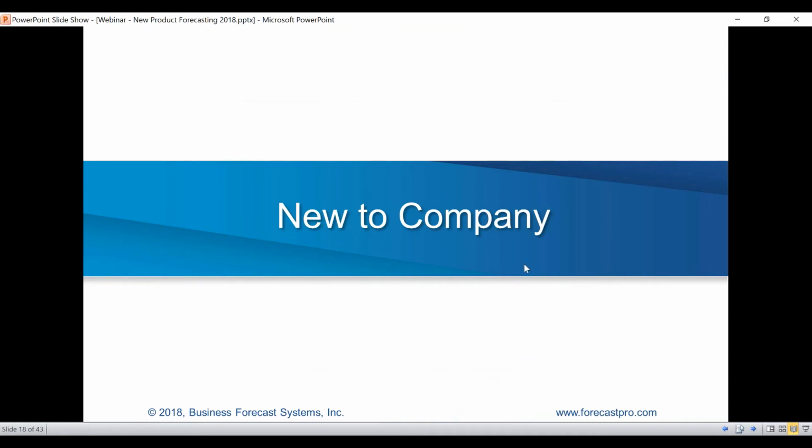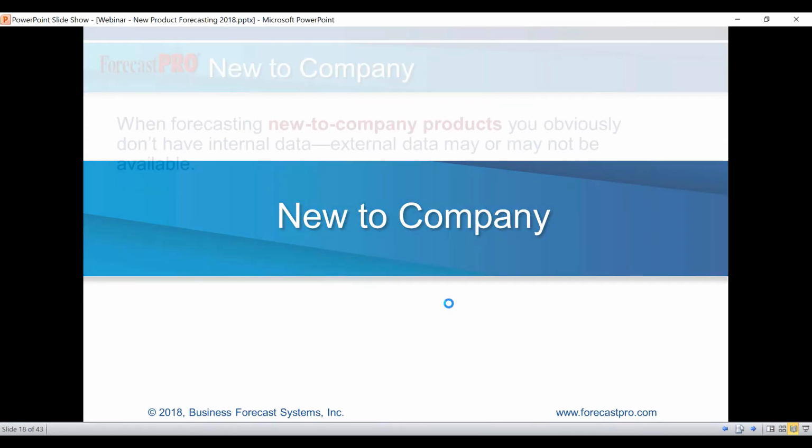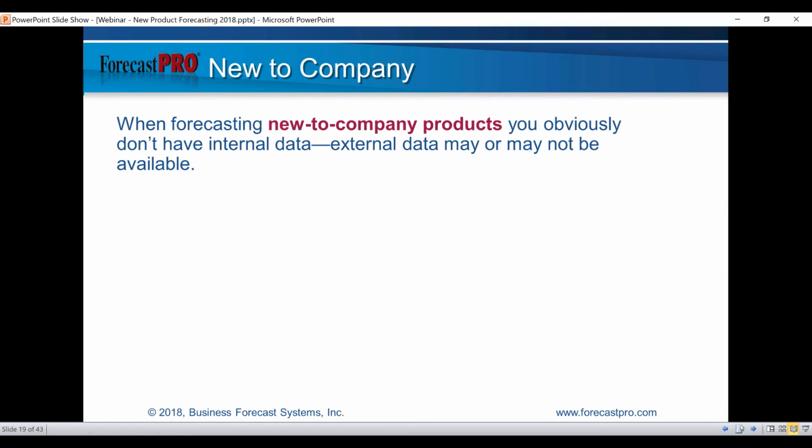Okay, just as a reminder, the example we started to use was we manufacture toothpaste, and now we're going to do toothbrushes. So toothbrushes are certainly new to the company. We've never sold them before, but they're not new to the world. Other companies are out there manufacturing and selling toothbrushes.